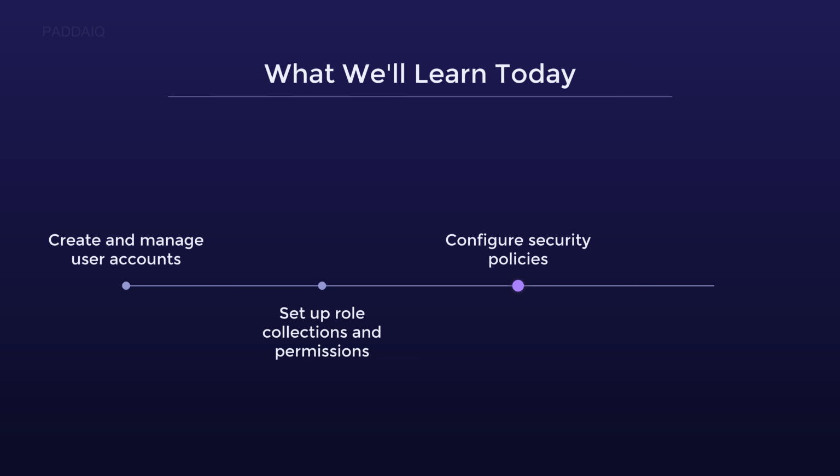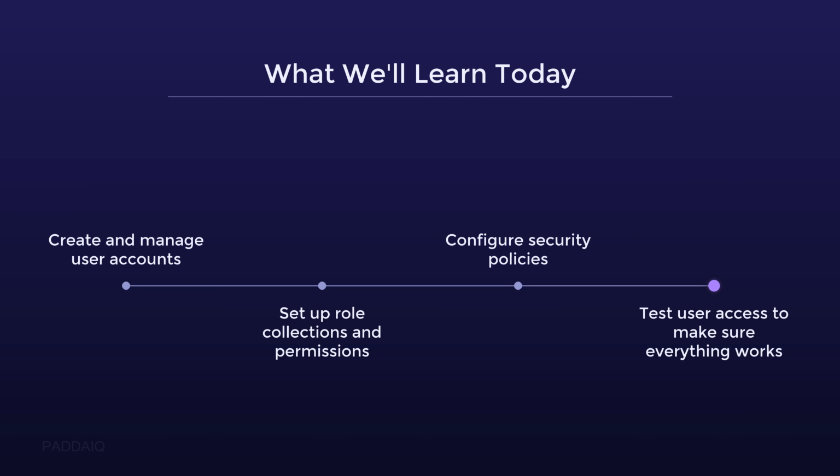Configure security policies means setting up rules to protect your applications and data. For example, you might create a policy requiring multi-factor authentication for all users accessing financial data. This ensures only authorized personnel can view sensitive information. Properly configuring these policies is essential for maintaining a secure SAP BTP environment.